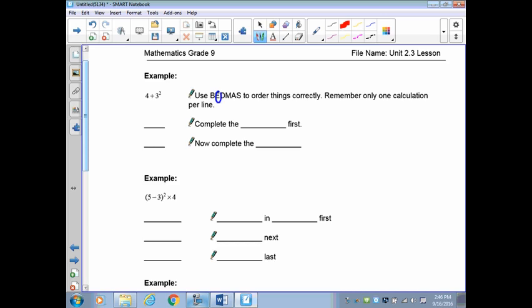If you take a look at 4 plus 3 squared, you now have a choice of a power, which is the exponent, and addition. So you have to complete the exponent or the power first. So 4 plus 9. And now we can complete the addition, which is 13. So in reality, nothing's really changed much in terms of what we're doing, except we just have to consider one more type of calculation, and that's the power.